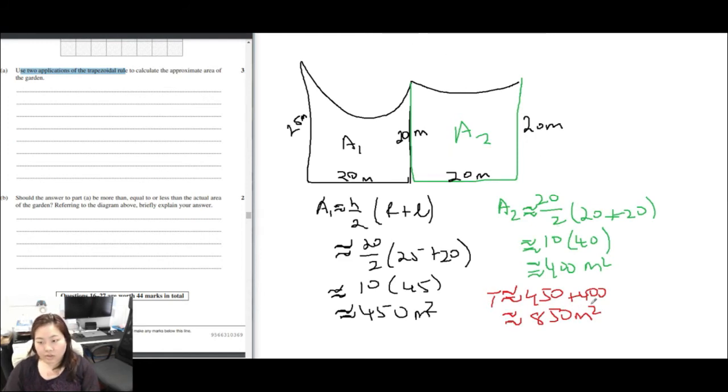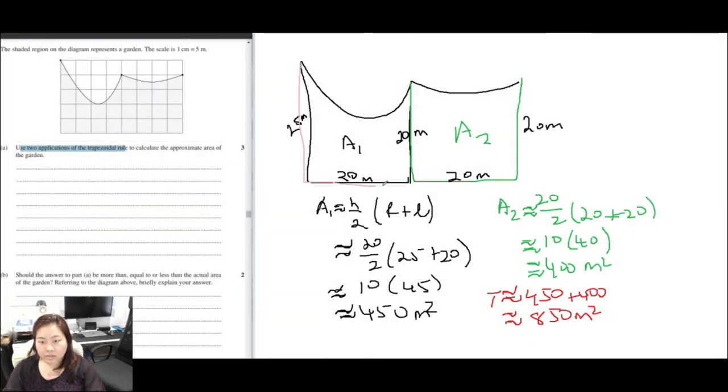This will be actually more than what is actually there. The first area is actually like that. So it's finding out the area of here, which there is no garden. So it's actually more than what's there. Same with area number 2. It's finding this area, which has extra area as well. So that 850 square meters is more than what's actually there.